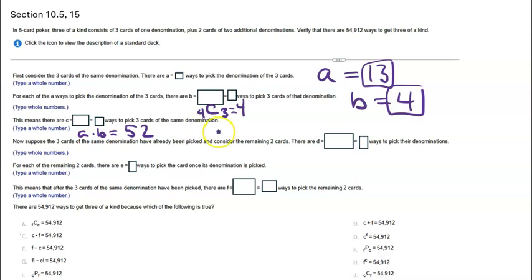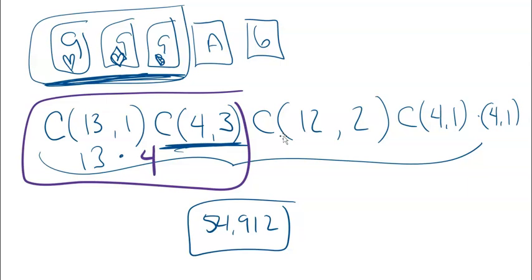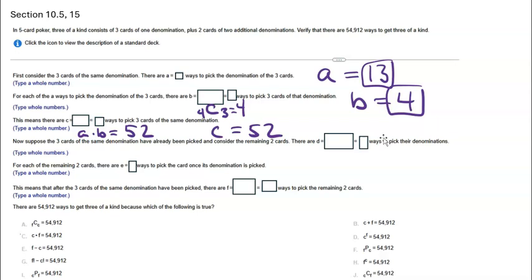And this is where I lose my mind with all this variable stuff thrown in. Okay, now suppose the 3 cards of the same denomination have already been picked, and consider the remaining 2 cards. There are D equals, okay, if we go back and look at our calculation, remember to pick those 2 cards, the first thing is we picked the different denominations, which is the different numbers, or Jack, Queen, King, that sort of thing. So that's that 12 choose 2. They're calling that D, and we're going to type in combination of 12 choose 2, which is equal to 66. So D is equal to 66.